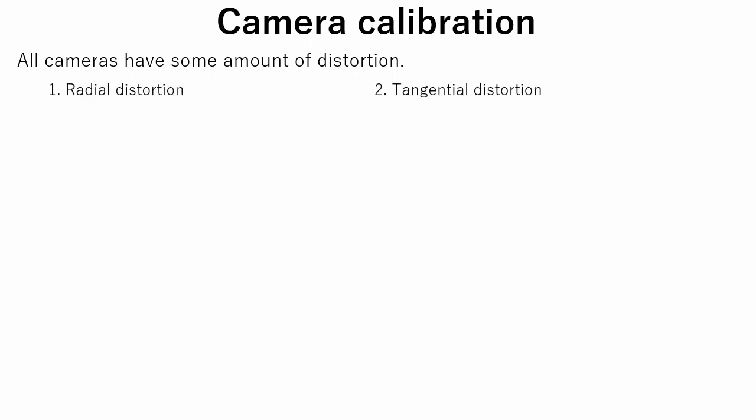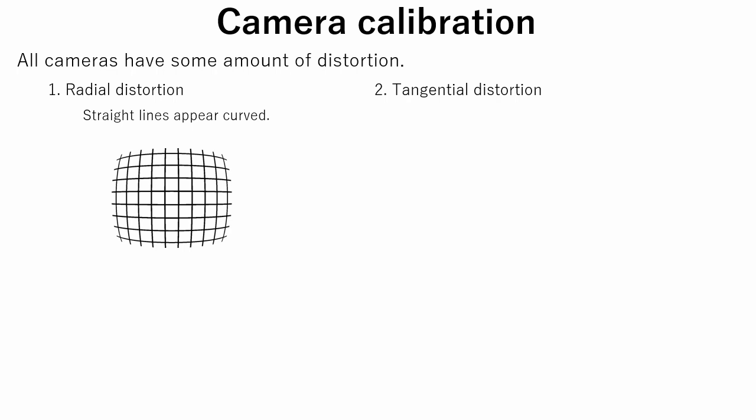We will begin with camera calibration. To get a good quality surround view image, we have to calibrate our cameras. Calibration is required because all cameras have some amount of distortion. There are two major kinds of distortion: radial distortion and tangential distortion. Radial distortion causes straight lines to appear curved. Radial distortion becomes larger the farther points are from the center of the image.